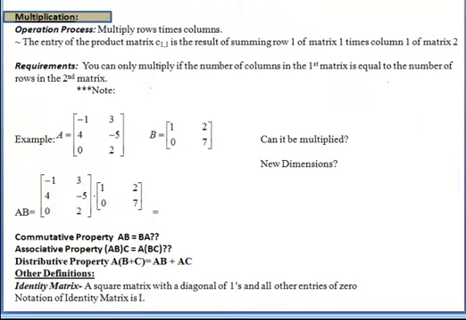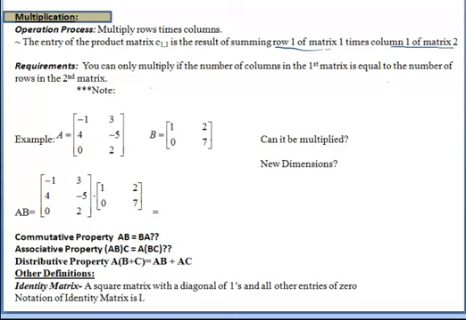This is a little bit more of a confusing process, but you're going to really understand this by seeing it with an example. Not so much maybe the written out process here, but the entry of the product matrix, entry C1,1, so row 1, column 1 entry, is the result of summing row 1 of matrix 1 times the column 1 of matrix 2. So we're going to take each of these entries of the row in matrix 1 and the column entries in matrix 2, and we're going to multiply them and then sum them up together. So the requirements, let me go through this first.